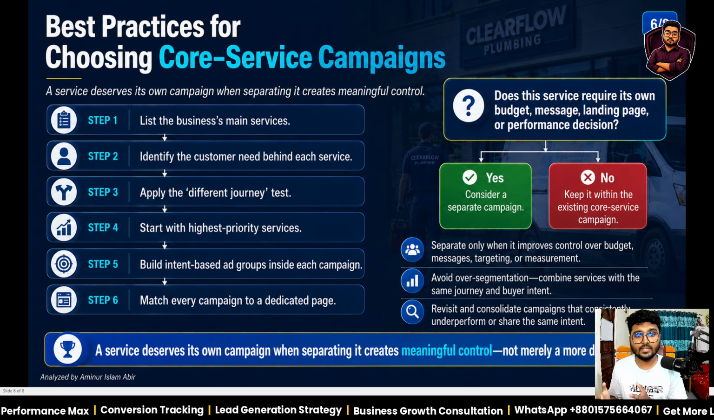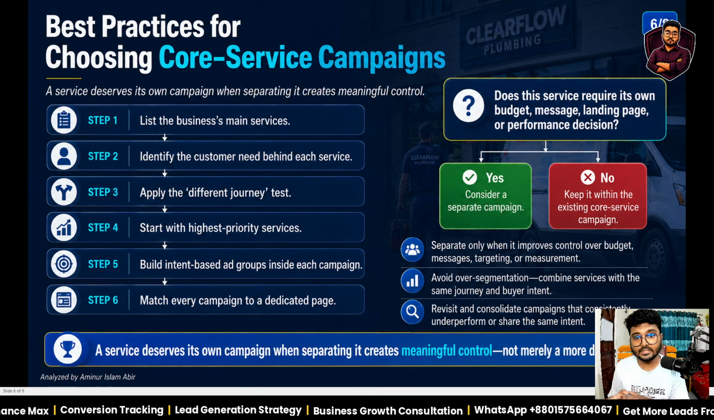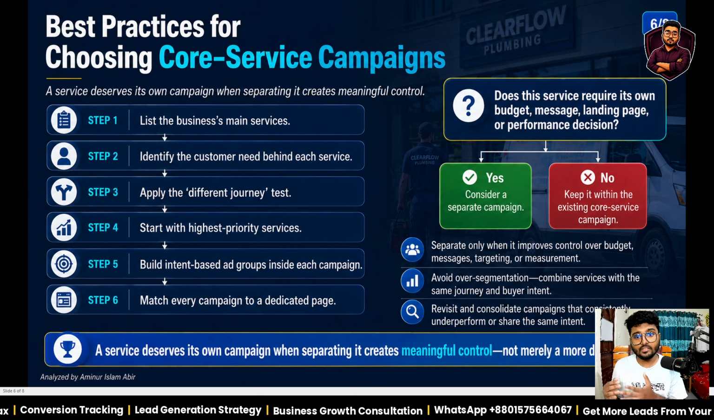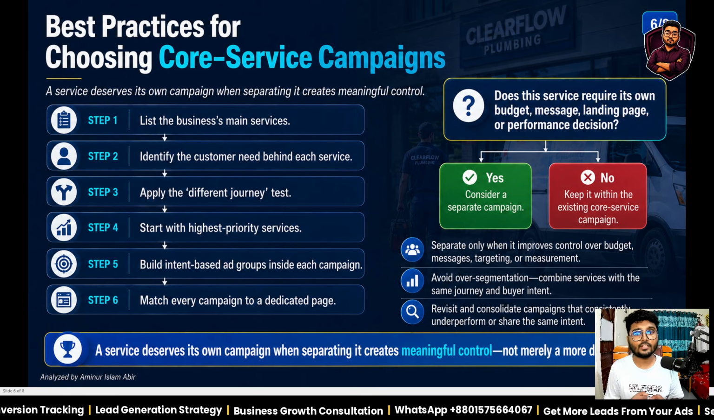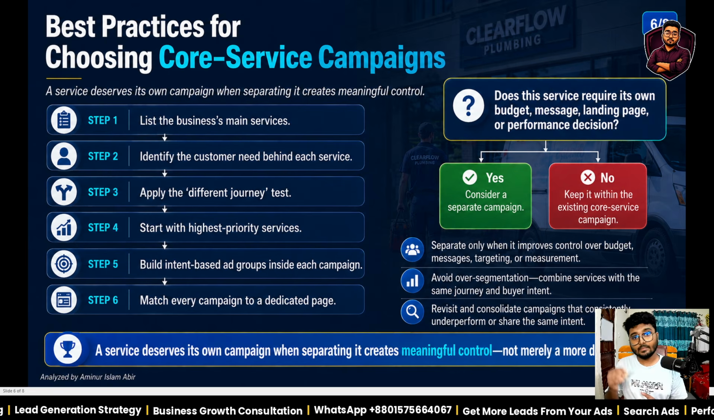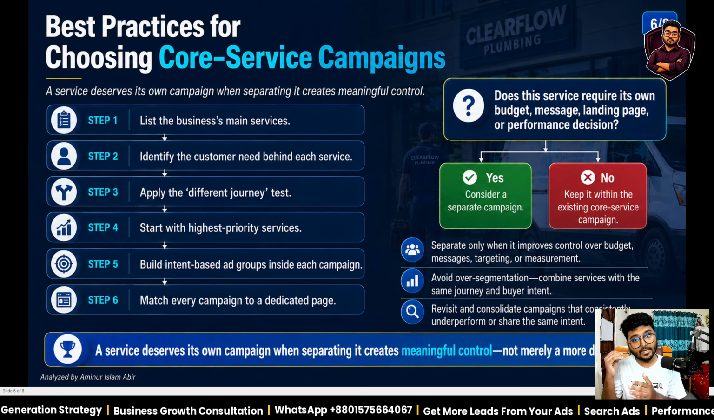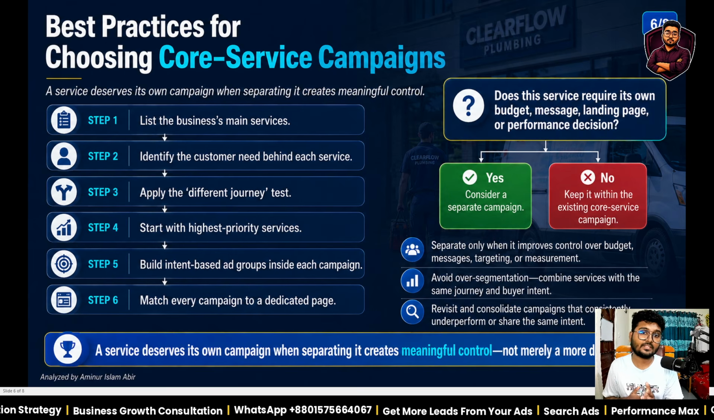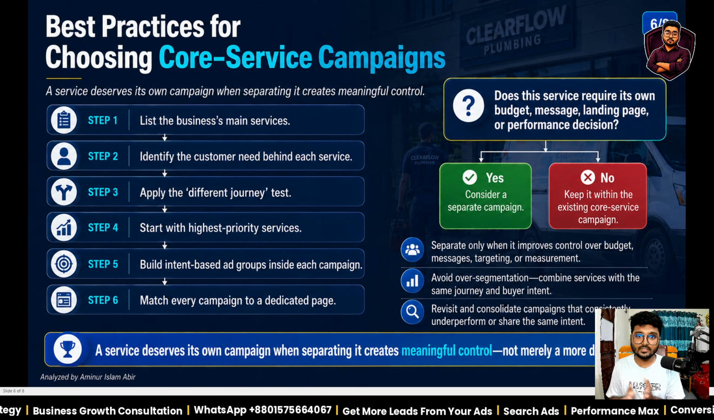The fifth step is to build intent-based ad groups inside each campaign. The campaign represents the core service. The ad group represents smaller search intent themes. Inside an emergency plumbing campaign, the ad group may include burst pipe, emergency plumber, and urgent leak repair.